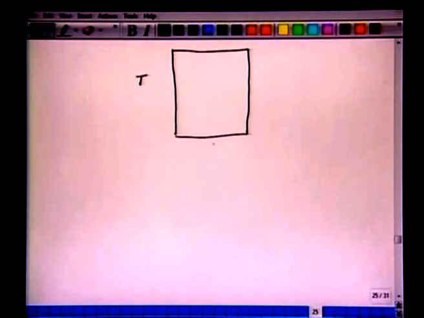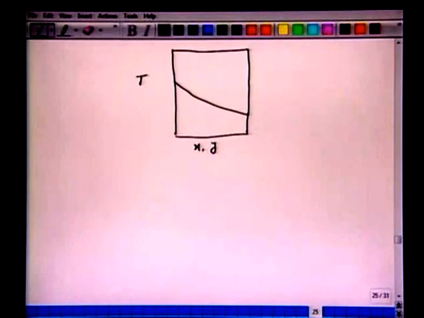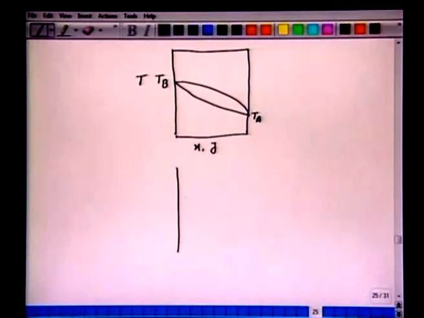So we have a Txy diagram like this, which has TB here and TA here. Now just underneath this, let us plot y versus x, where y and x are in equilibrium phase.